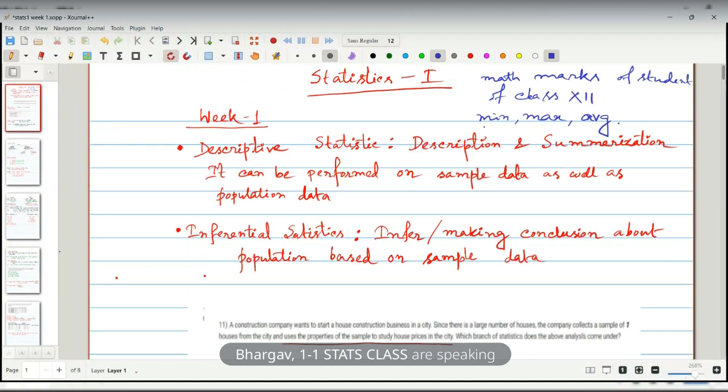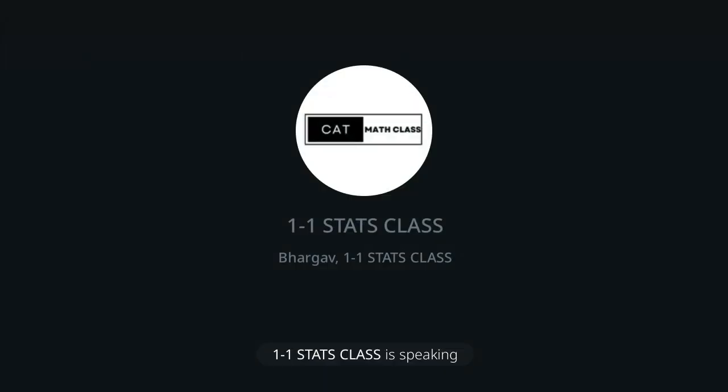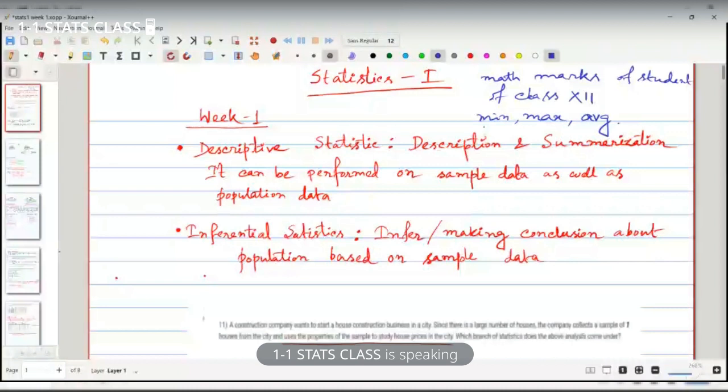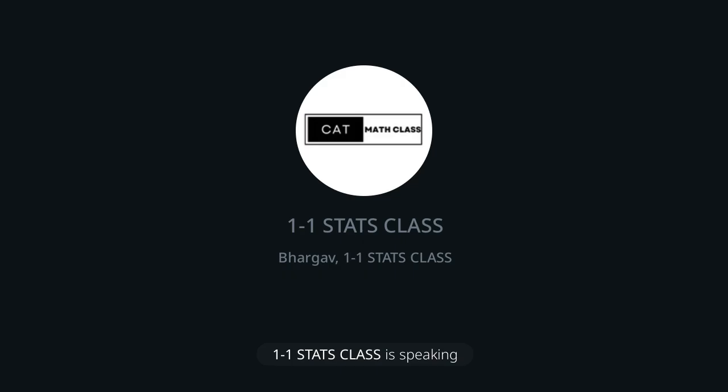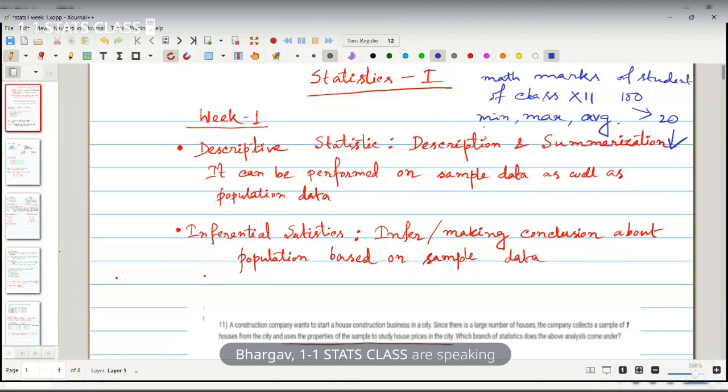Now it is said here that it can be performed on sample data as well as population data. Let's say we have 100 students in class 12, and we have gathered all the math marks of the 100 students. Now take a sample of 20 students from these 100. From the marks of the 20 students, we can also get the minimum, maximum and average marks, right? Yes. So descriptive statistics can be performed on the sample data as well as the population data. Clear? Yes.